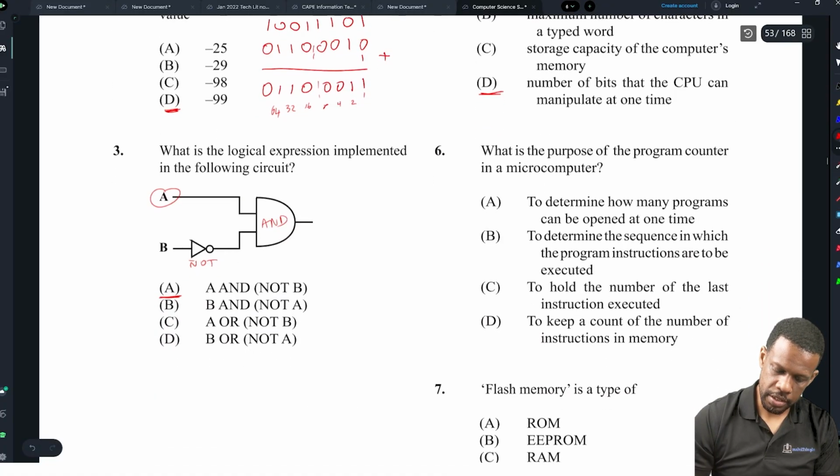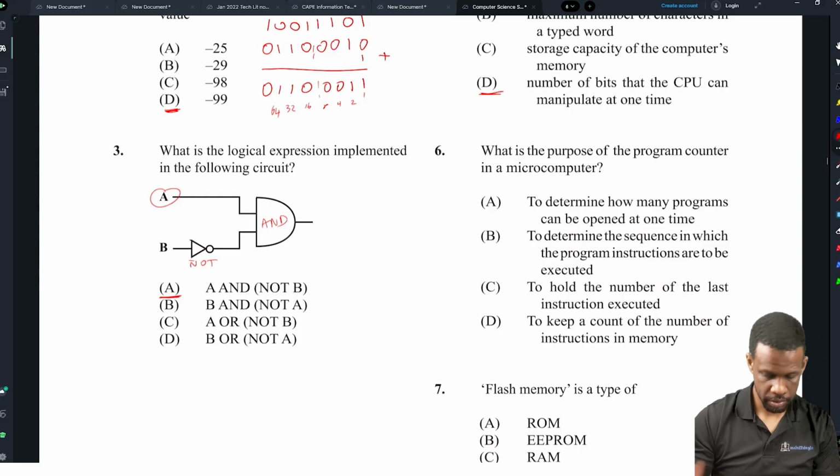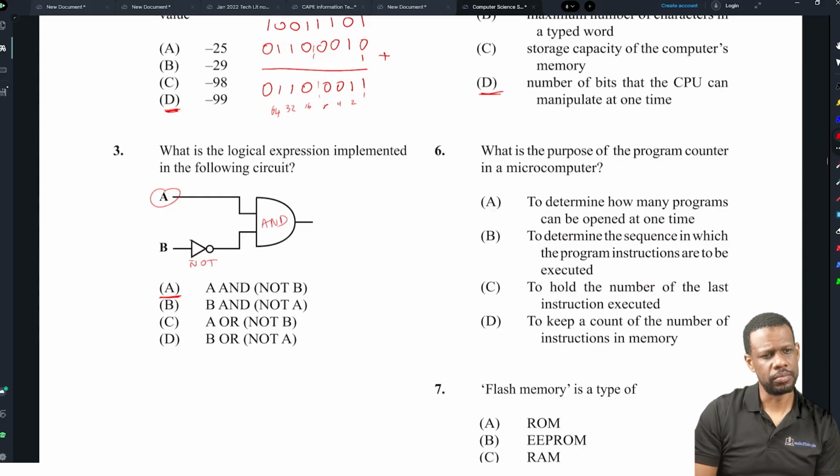Then number 6, what is the purpose of the program counter in a microcomputer? The program counter is to hold the number of the last instruction executed, to determine the sequence in which the program instructions are to be executed, to determine how many programs can be done at one time, or to keep account of the number of instructions in memory. Well, this one is tough. The last two are kind of close. I can see why it's confusing.